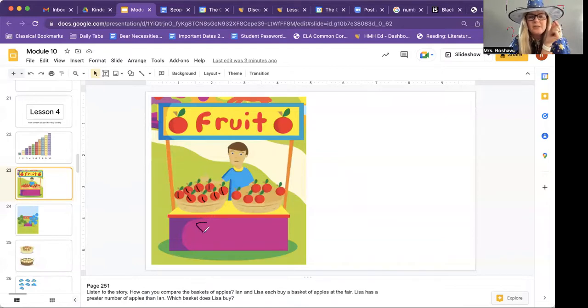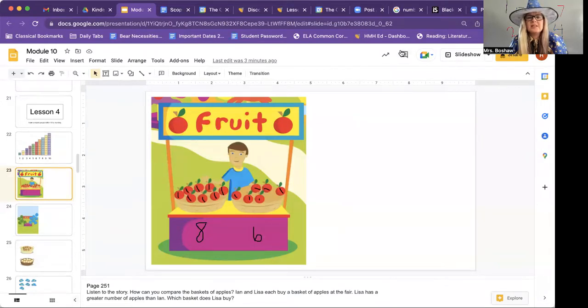And I'm going to write that number here just so I don't forget how many was in that basket. Let's go. 1, 2, 3, 4, 5, 6. 6. Now, did you see I put marks on all of them as I was counting? I did that so that I wouldn't forget one or count one twice, right? So 8 and 6. Lisa buys the basket that has a greater number. How do I know which one is greater?